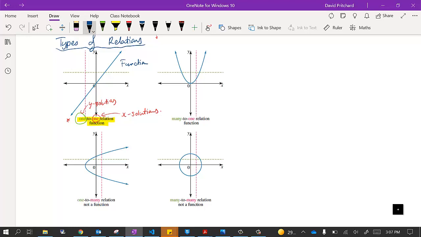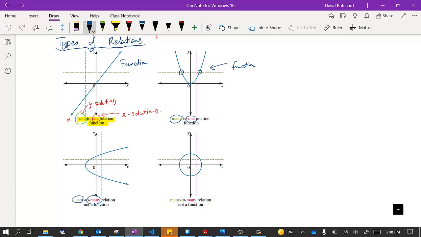Now, when we look at a many-to-one, that means that there is only going to be one y value for each x value. But if we flip that around, the many-to-one means that there could be more than one x value for each y value, and that's okay. That's still a function. If we put in our vertical line, then it's going to pass. It's only going to have one y value for each x value. Now, when we flip this over, we get a one-to-many.